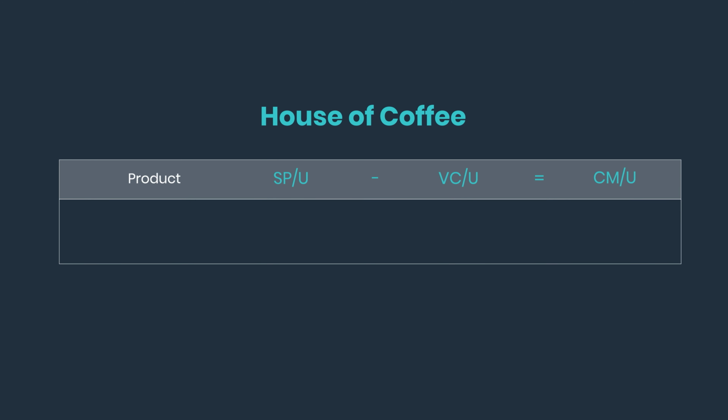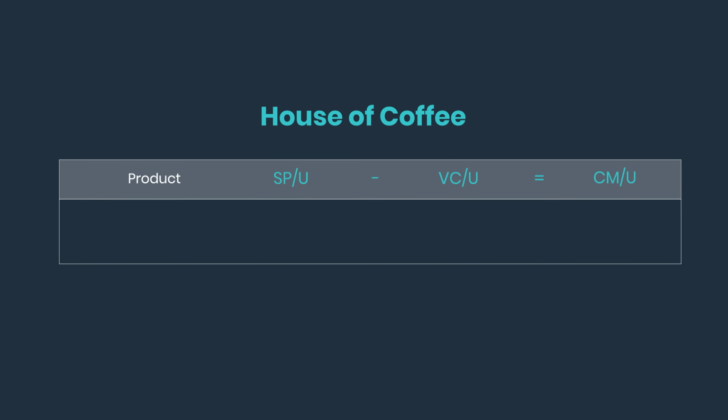How is this formula applicable to House of Coffee's three consumable products? Let's compare House of Coffee's products and their respective unit contribution margins to illustrate. As the numbers reveal, the large cappuccino has the highest unit contribution margin of the three products.